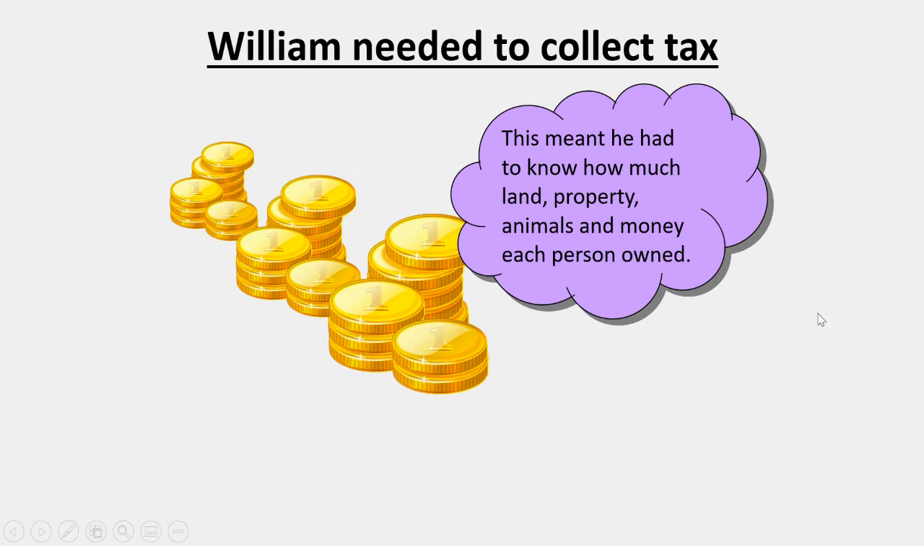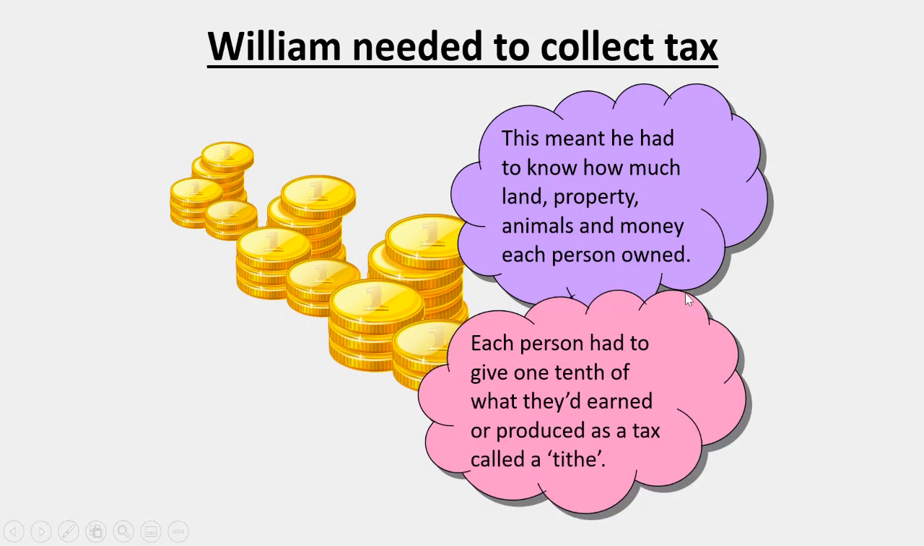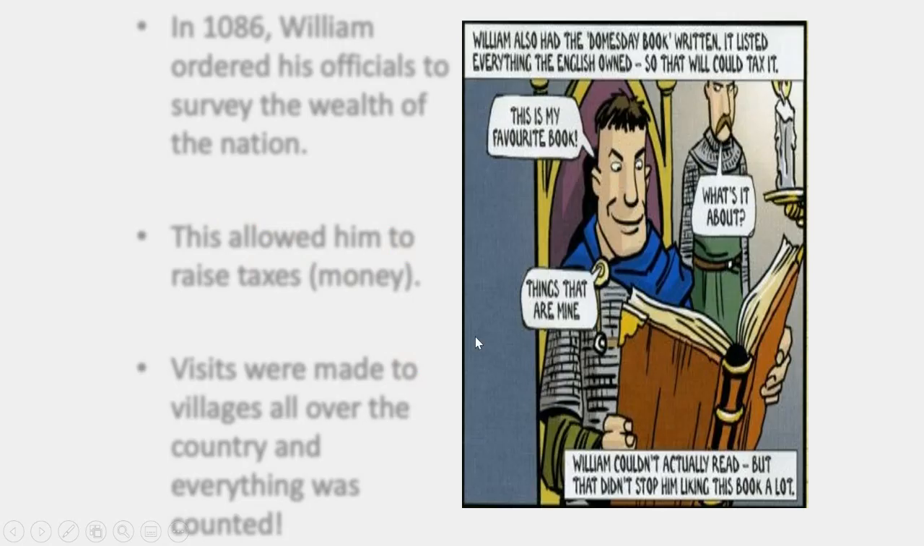But he can only take his 20%, or whatever percent he wants to take, if he knows how much you have. So he decides not on 20% like we have nowadays, but a tenth of what they earn or what they produce, what they make, as a tax. He called this a tithe. Now, in 1086, he comes up with the idea of asking his officials to survey the wealth of the nation, to work out what people actually had. Because if he's going to charge someone a tenth of everything they have, he needs to know what they have in order to work that out. If Miss Pierce asks you what's 10%, you're going to say 10% of what? He needs to know what the what is.